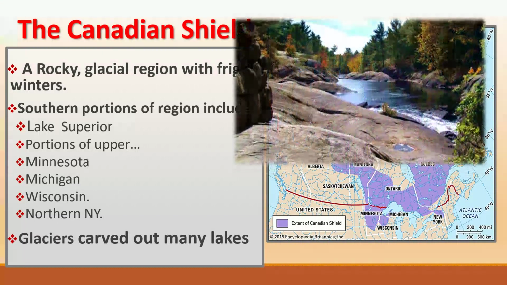Glaciers carved out many lakes, riverbeds, ponds within this region. In fact, even when you look around New Jersey, even though we're not part of the Canadian Shield, you can see how glaciers have carved out the different lakes, rivers, and streams in our own area.